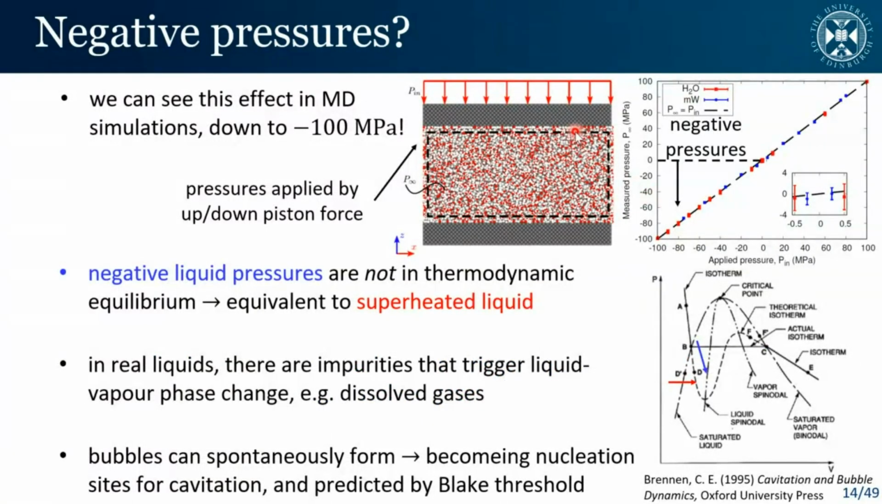So taking this piston case without a bubble now, if we move this piston upwards and apply an upward force, we can actually go into this regime where we get a measured pressure, which is in good agreement with our applied upward pressure.